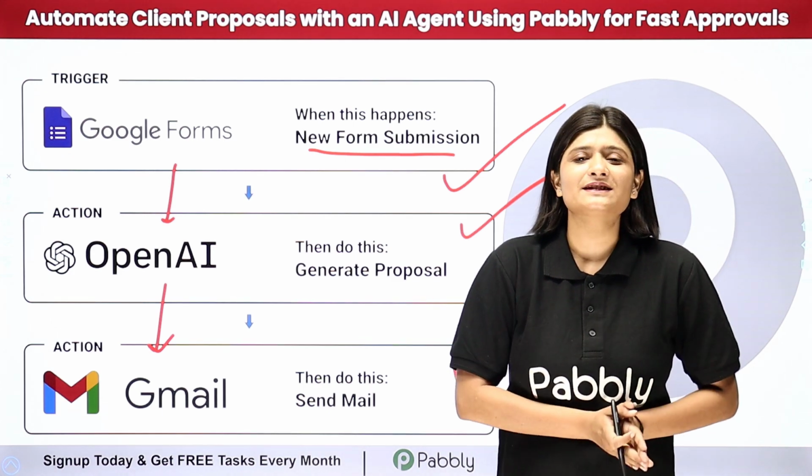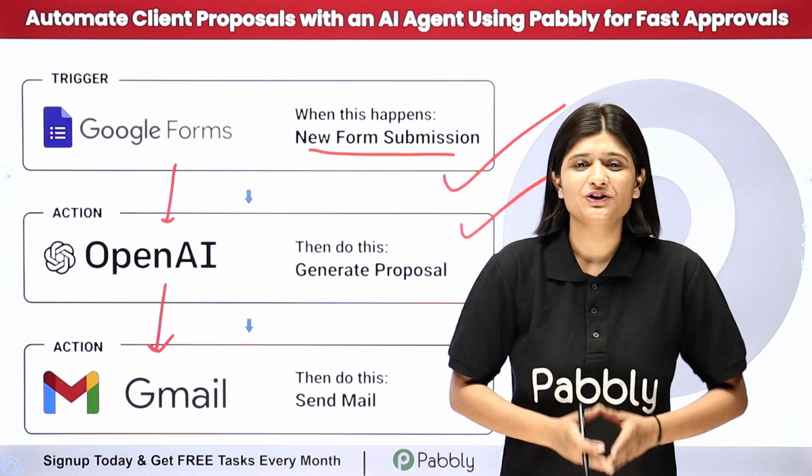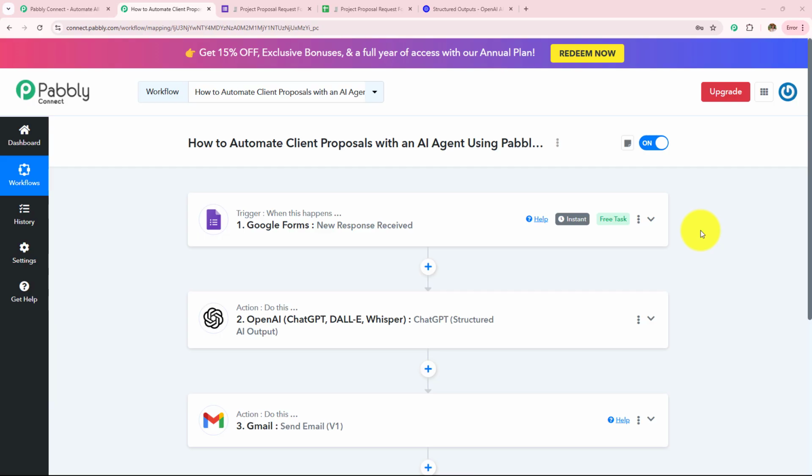Now if you want to learn this amazing automation step by step, then let me take you all to my screen. In this video, we are going to see how to automate client proposals with an AI agent using Pabbly for fast approvals. So here I have created an automation workflow with the help of Pabbly Connect, where I have built a connection between Google Forms, OpenAI and Gmail.